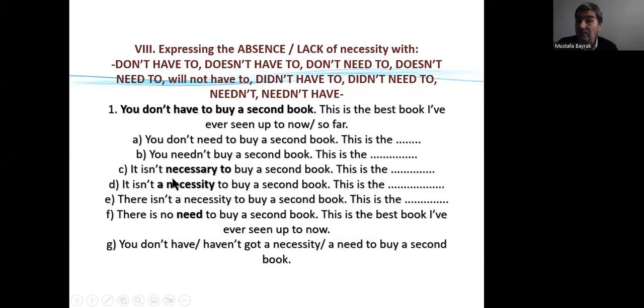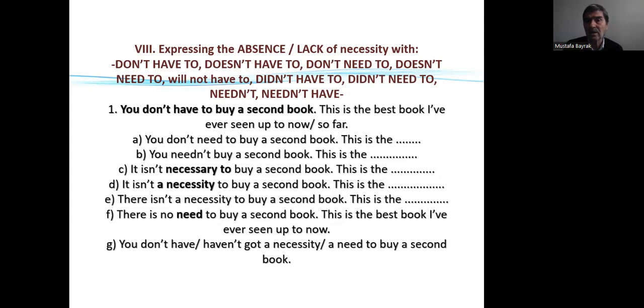It isn't necessary for you to buy a second book. It isn't a necessity. It isn't a need for you to buy a second book. These are all giving the same message, the same meaning. There isn't a necessity. It isn't a necessity. There isn't a necessity to buy a second book. There is no need, okay? There is no need to buy a second book. You don't have to, okay? Or you haven't got a necessity.